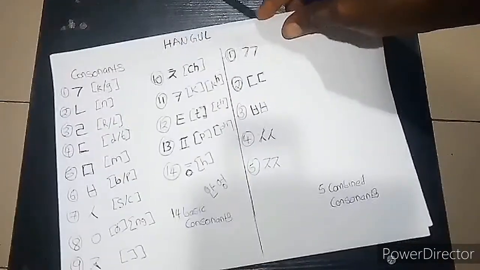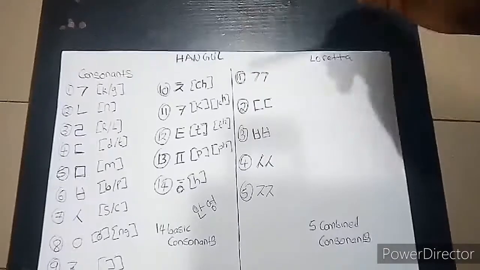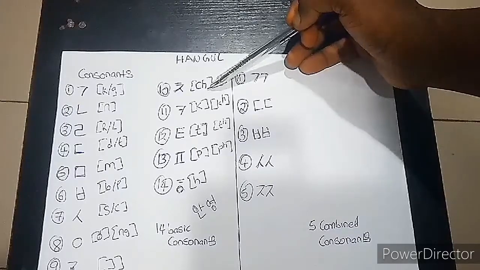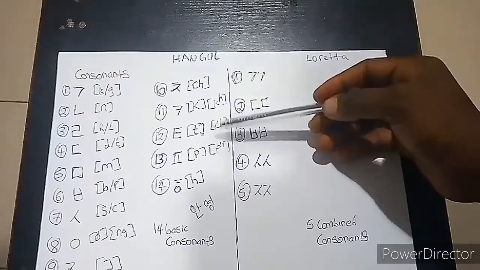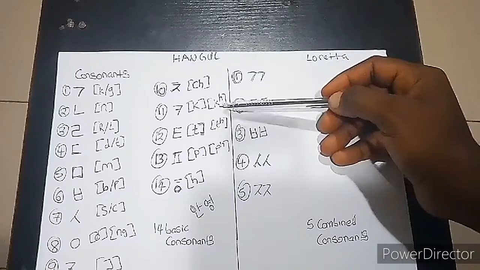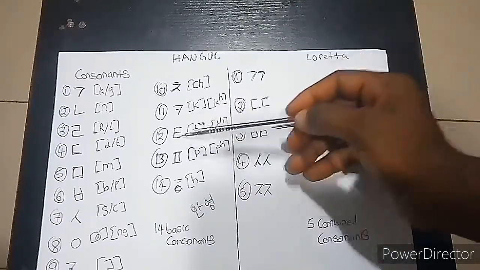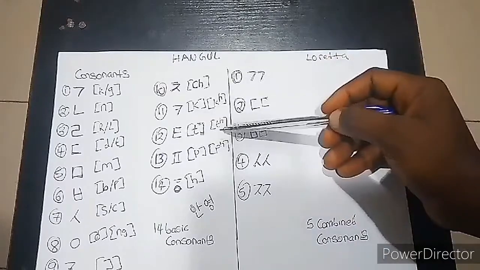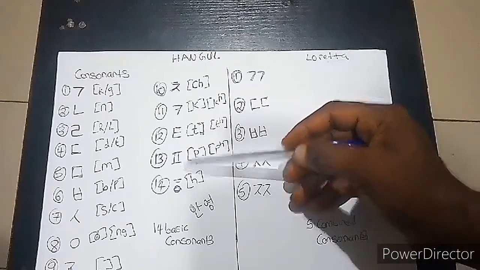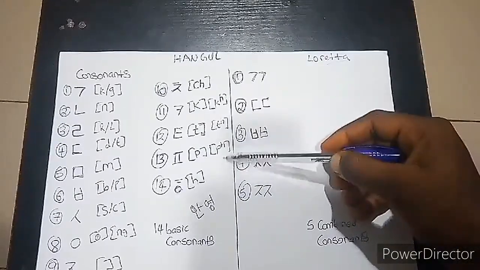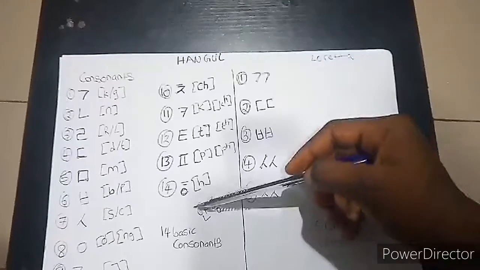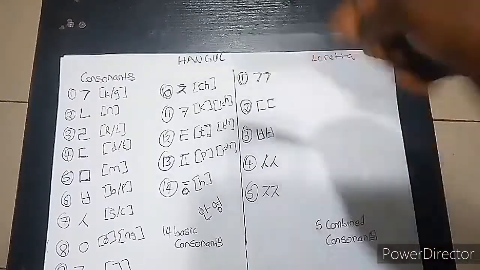I hope you guys can see this clearly because I'm trying to show this as much as possible. Now this stands for the ch sound. Now when you see this, it stands for K. So this is aspirated. This is kh. Now this is T, and the aspirated form is th. Now this is P, and the aspirated form is ph. Now when you see this character, you should know that it stands for H. So I hope you guys understand it.